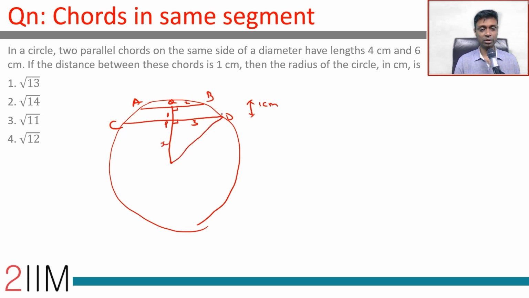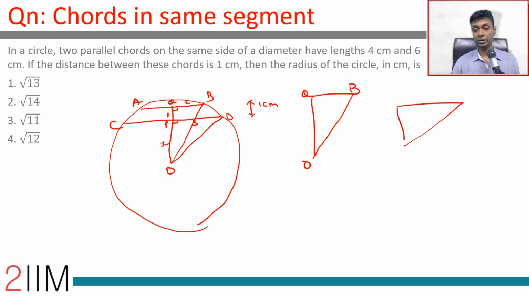Very simple question. Anytime you have any of these questions with chords and circles, draw a line from center of the point to end point of the chord. Draw a line to midpoint of the chord. You get right angle triangles. When you have two right angle triangles, OQB and OPD.